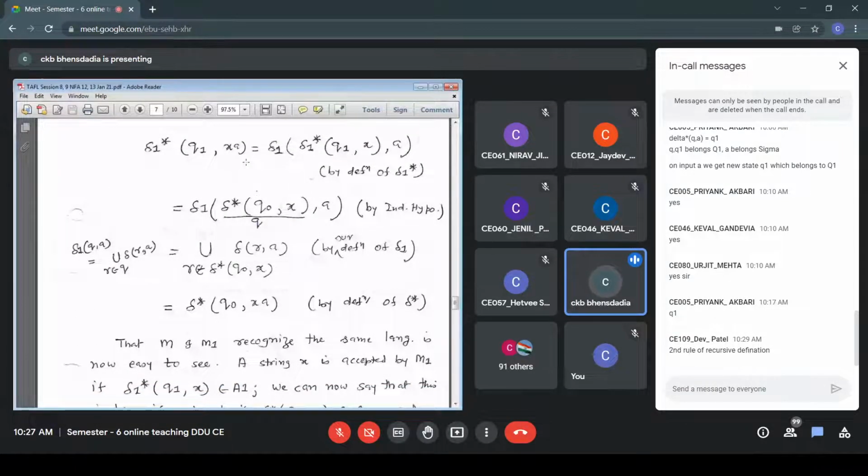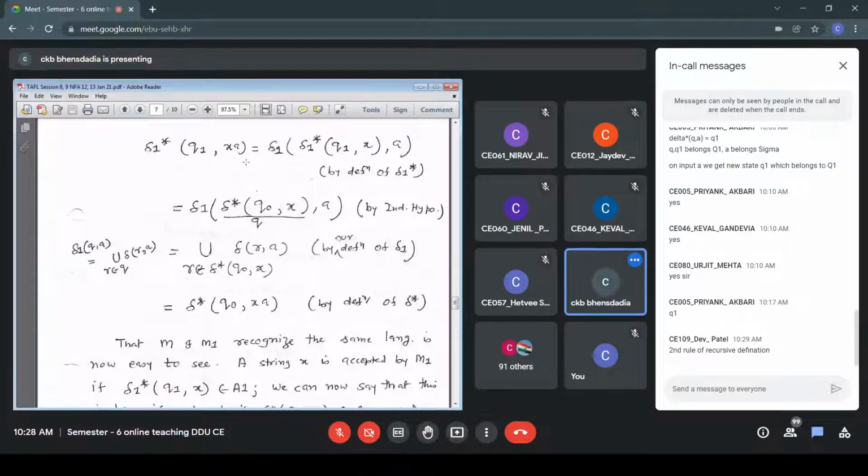That M and M1 recognize the same language is now easy to see, easy to argue. Having proved delta 1 star Q1 X A equals delta star Q0 X A, it is now easy to show that M and M1 accept the same language. Ultimately, what we have to show is that the language accepted by M1 is the same as the language accepted by M. L of M1 equals L of M. That we have to prove.